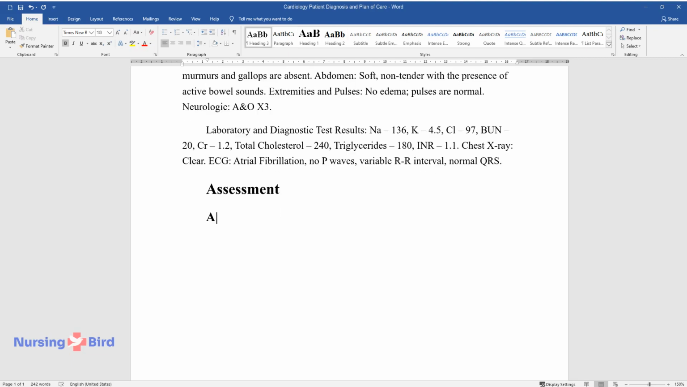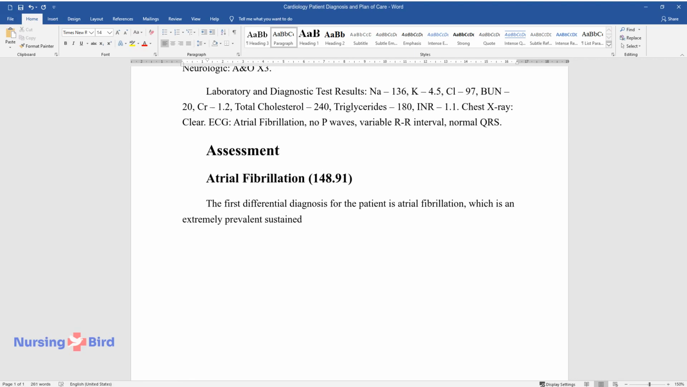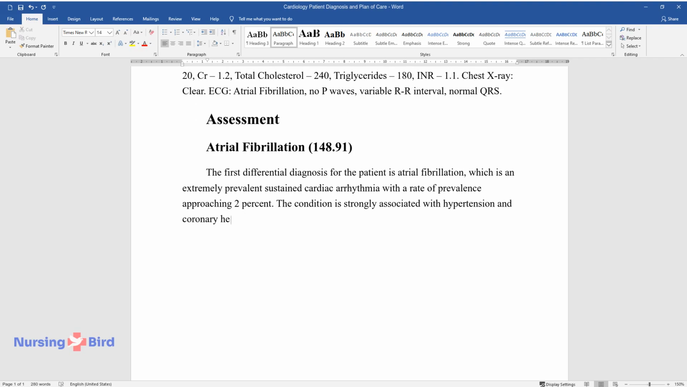Assessment. Atrial fibrillation, 148.91. The first differential diagnosis for the patient is atrial fibrillation, which is an extremely prevalent sustained cardiac arrhythmia with a rate of prevalence approaching 2%. The condition is strongly associated with hypertension and coronary heart disease.